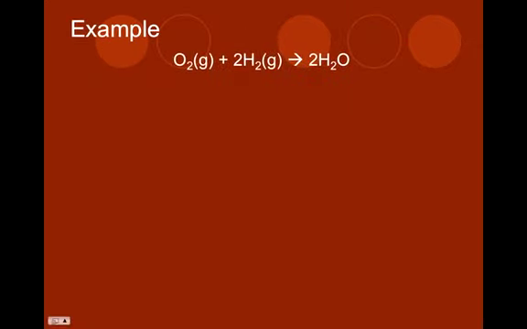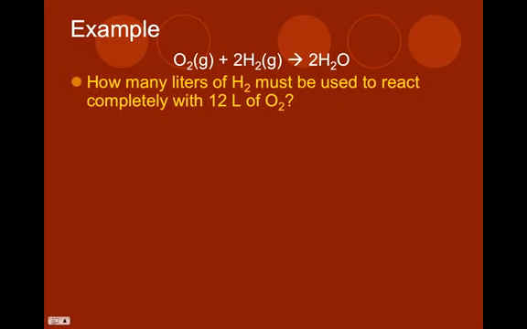So let's say we have our water reaction, and I want to know how many liters of hydrogen must be used to react completely with 12 liters of oxygen, and we are assuming a constant temperature and pressure. So that means we get to use our coefficients as volume ratios, the same as we get to use them as mole ratios. So we start with what we were given, 12 liters of oxygen.